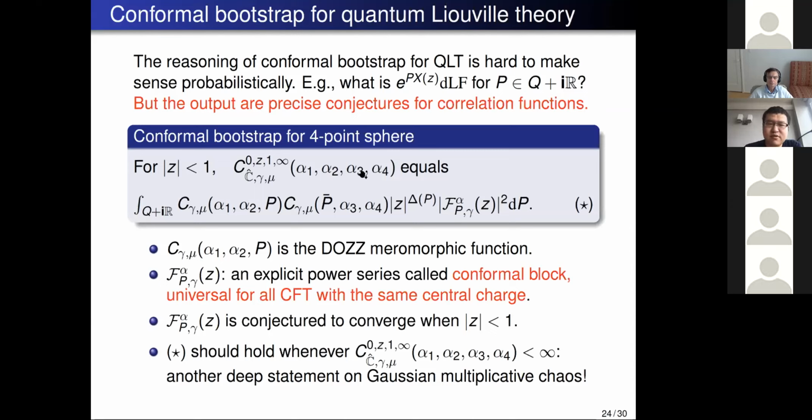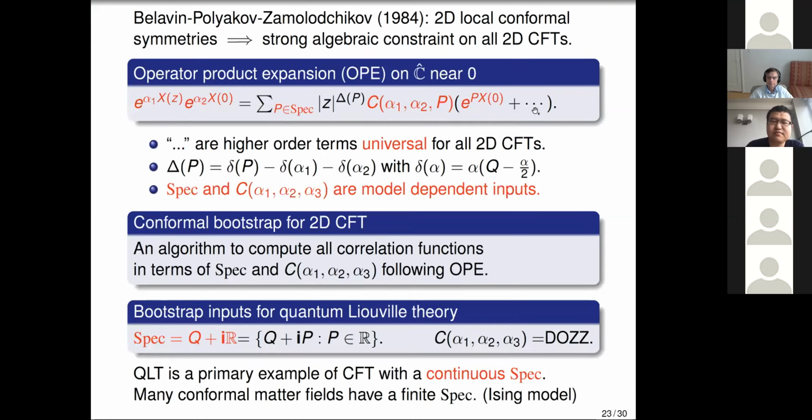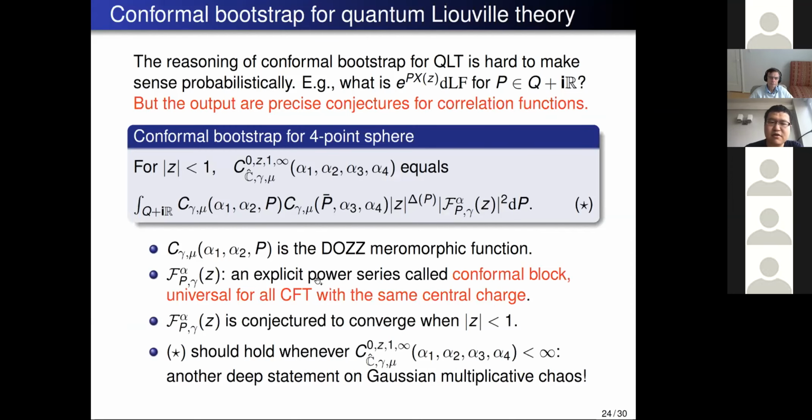So here, this is the 4-point correlation function applied to these 4 points. And the prediction says that it equals this integral. You can see this DOZZ formula coming from this OPE exponent, and this function here is an explicit power series coming from these dot terms. This power series is the so-called conformal block, and this is universal for all CFTs with the same central charge.